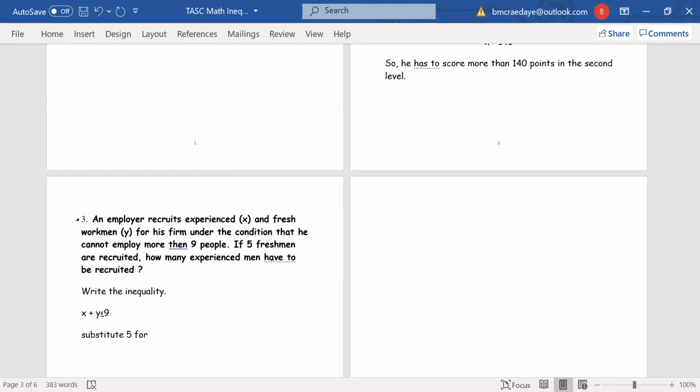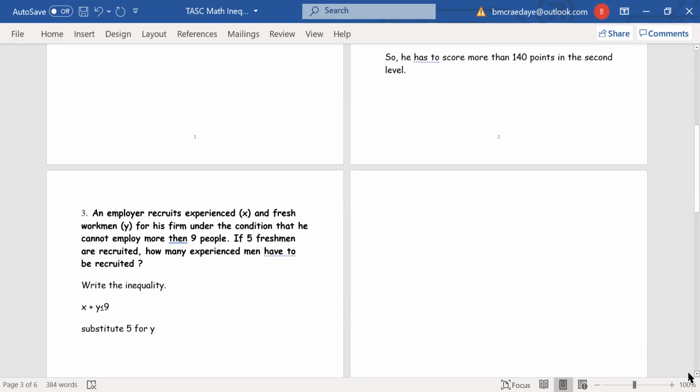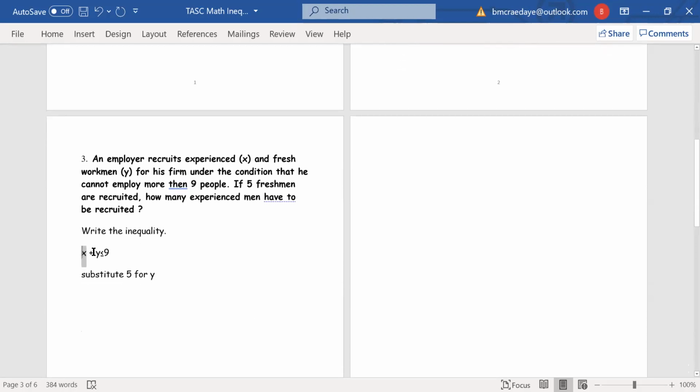Substitute 5 for Y, that's the freshman. So put the 5 in there. Okay, X plus 5 less than or equal to 9. So what do I do next, Vanessa? I'm solving for X, which is the experienced people.